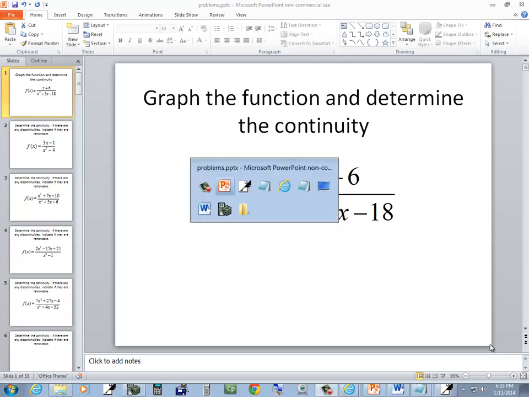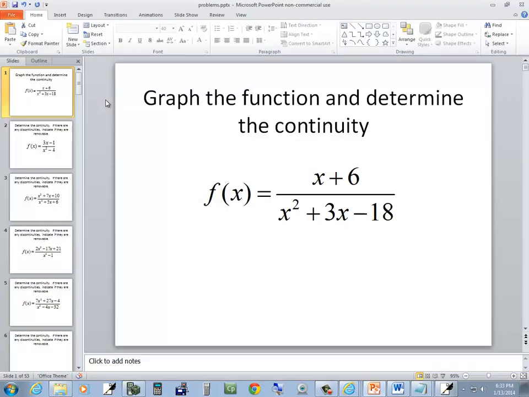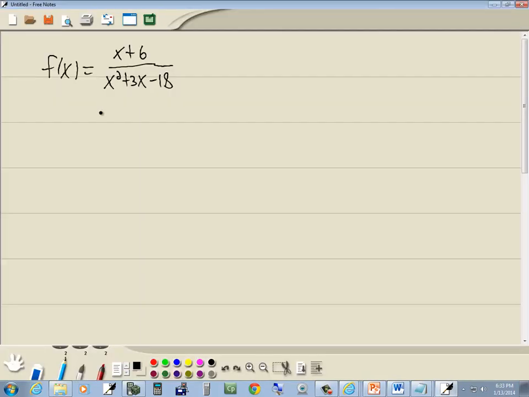Let's take a look at this problem. We got f of x is equal to x plus 6 over x squared plus 3x minus 18. Now, we've got to take a look at the continuity first, and we'll look at the graph.